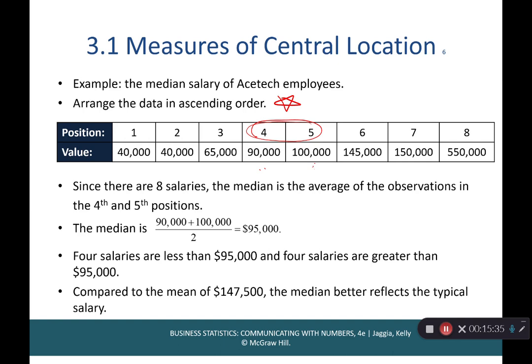divide by 2. Okay, so we see here that if we go to these two, we have 3 values above it, 3 values below it. We'll take that average value. 90 plus 100 is 190. Divided by 2 is 95,000. So we can see here that the median salary is 95,000.